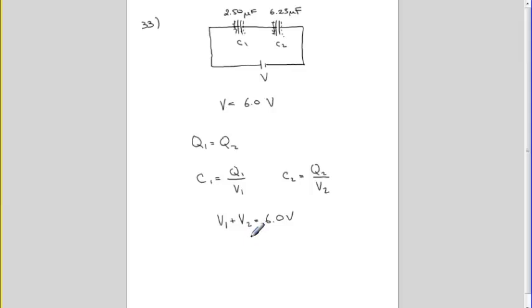The question is, how do we solve for this? We need to be able to rewrite these equations in one unknown. So let's think about how we would do that. I think if we solve for the Q's and set them equal to each other, that works. So Q1 is equal to C1 V1, and Q2 is equal to C2 V2. Now we know the charges are the same, so C1 V1 is equal to C2 V2.